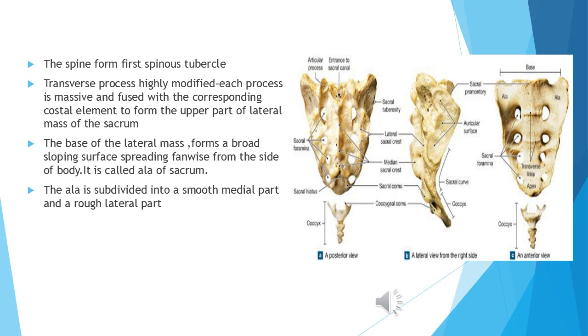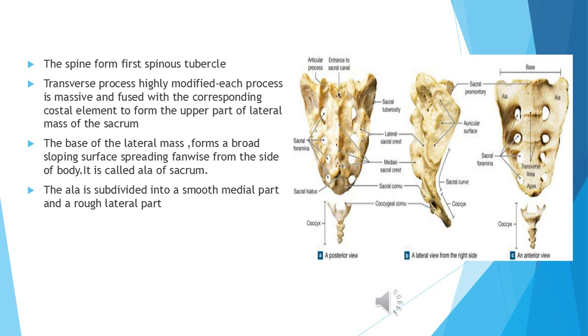So the spine of the first sacral vertebra, that is S1, is the first spinous tubercle. You will identify the midline of the sacrum, which is behind the vertebral foramina. The spine of the first spinous tubercle you can see. And you also know that the superior articular facets are there, projecting upward. They are directed backward and medially.